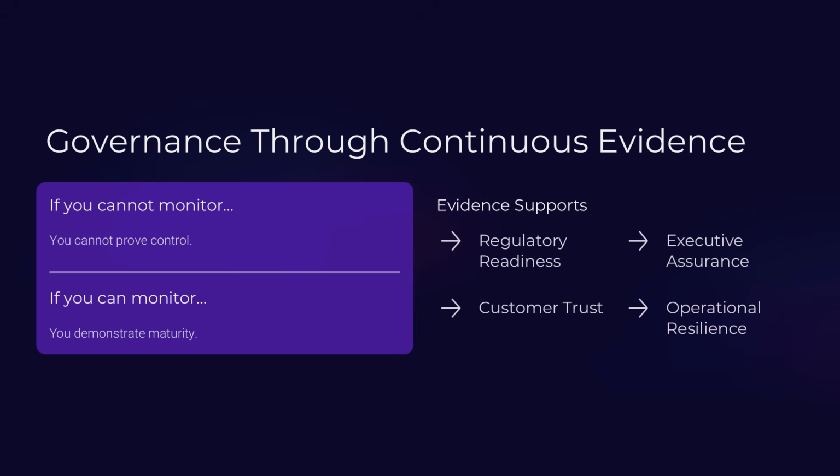Governance and compliance increasingly demand evidence, not claims. Continuous monitoring generates evidence. Drift dashboards, anomaly logs, audit trails, and remediation records demonstrate active risk management. For leaders, this evidence supports regulatory readiness, executive assurance, customer trust, and operational resilience. If you cannot monitor, you cannot prove control. If you can monitor, you can demonstrate maturity. This is why monitoring is not only technical, it is a strategic governance capability.